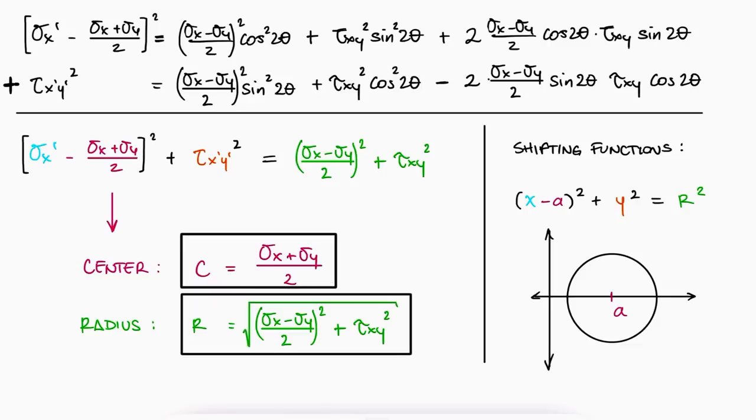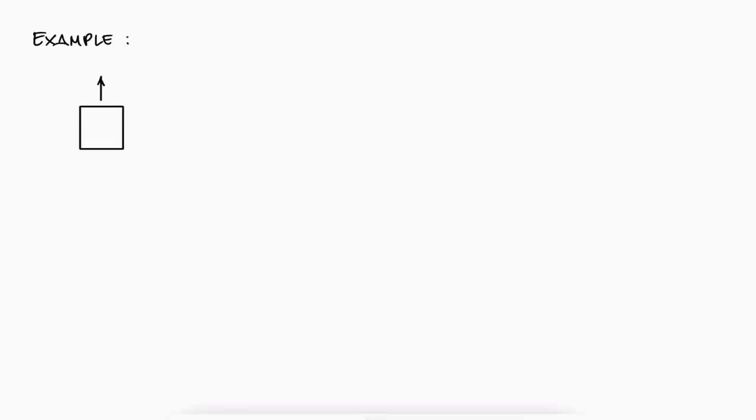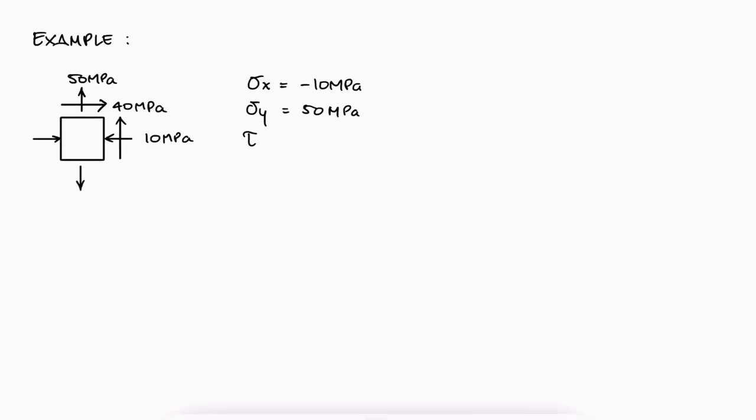Remember that the parameter that we used for these expressions was 2 theta, not just theta. So whatever angles we use in our plots will be 2 times the angle of rotation in the real world. Let's take a look at a simple example where we have already found the stress state for a specific location within a structure.